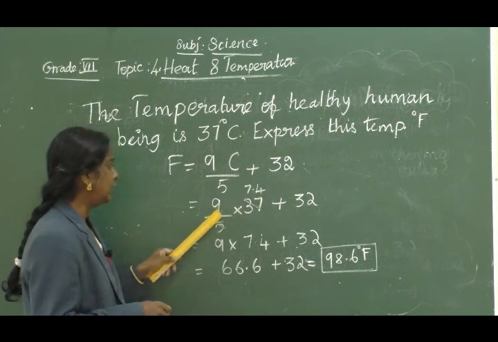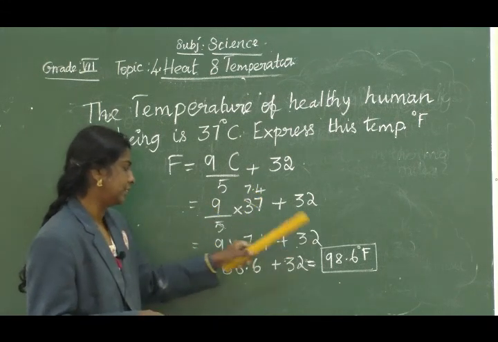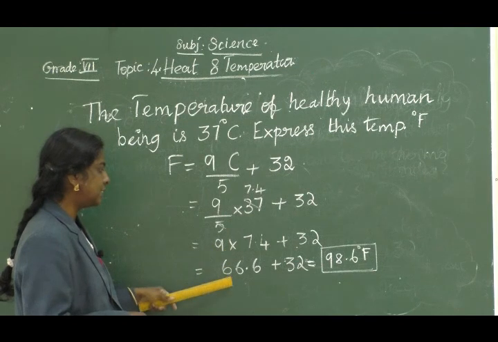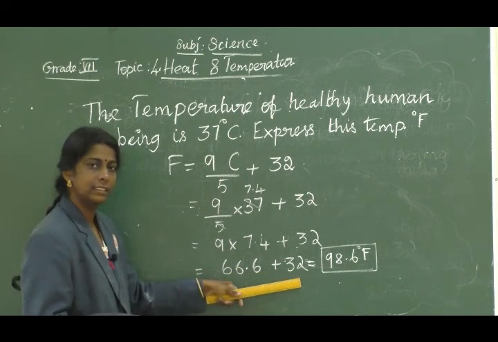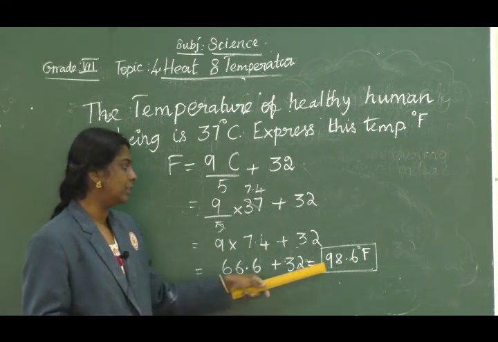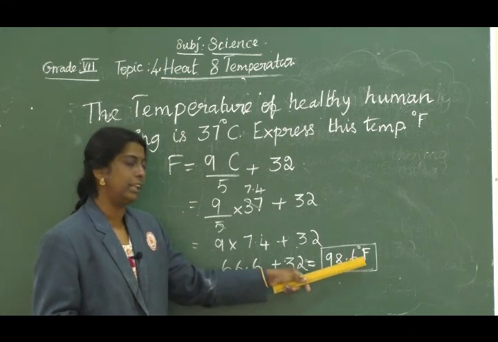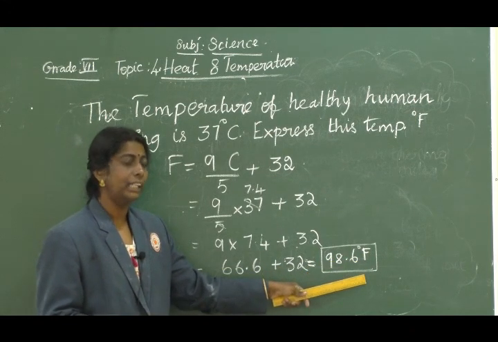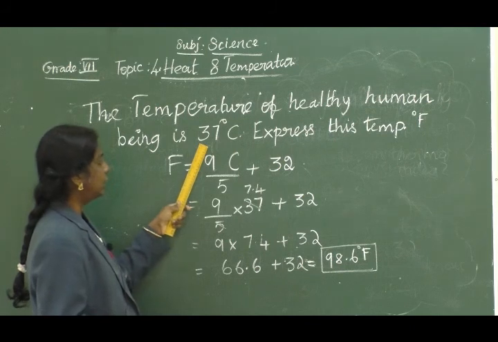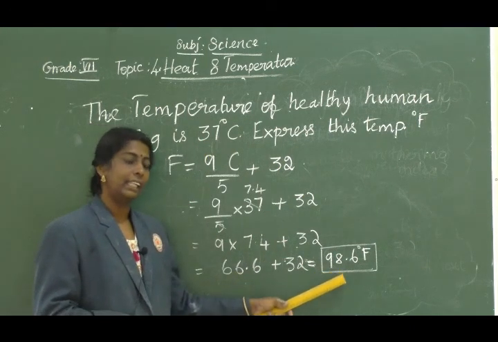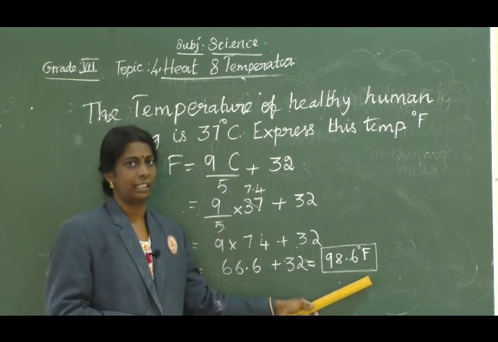Clear? So 9 into 7.4 plus 32. That is 66.6 plus 32. And the final value is 98.6 degree Fahrenheit. So finally, 37 degrees Celsius is equal to 98.6 degree Fahrenheit.